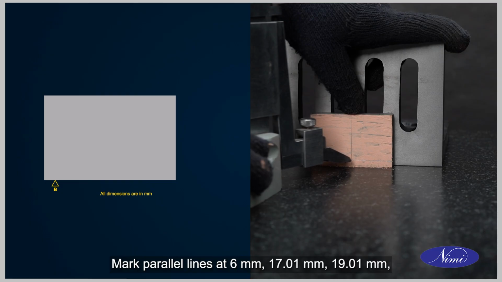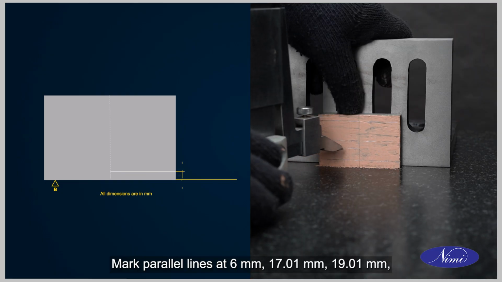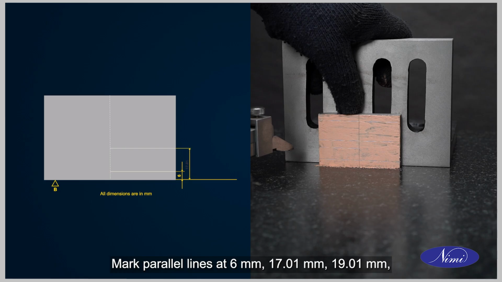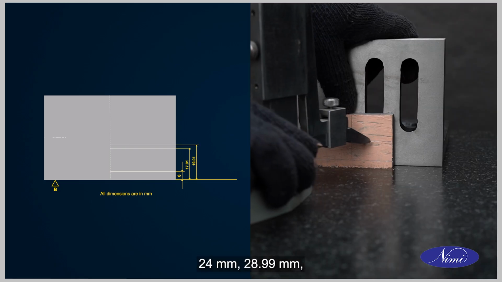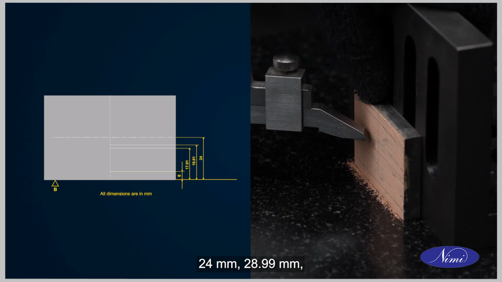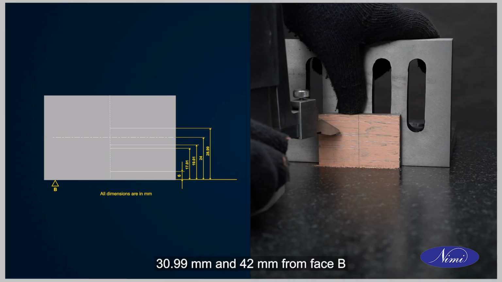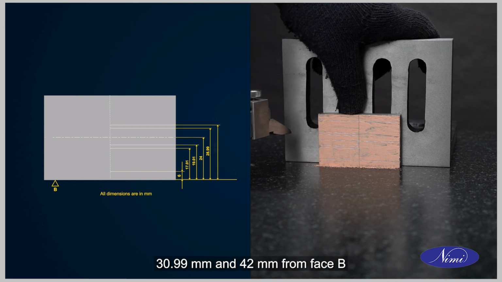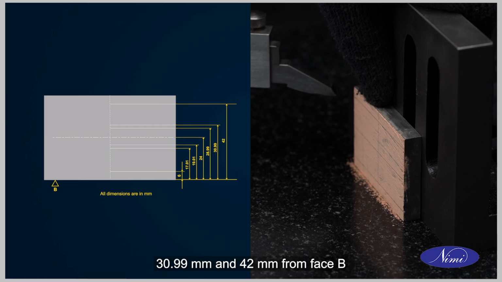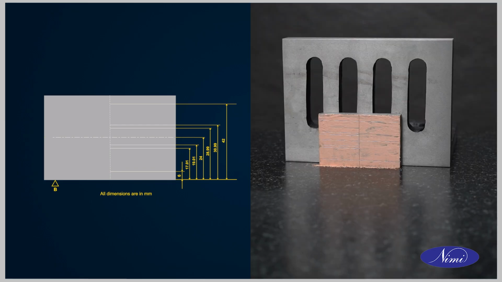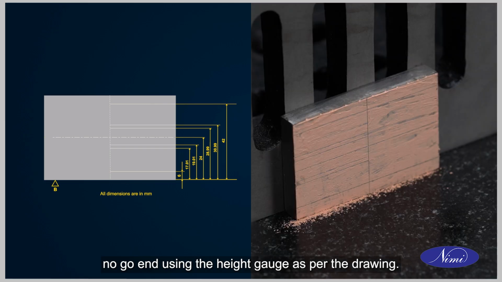Mark parallel lines at 6 mm, 17.01 mm, 19.01 mm, 24 mm, 28.99 mm, 30.99 mm and 42 mm from face B at the no-go end using the height gauge as per the drawing.